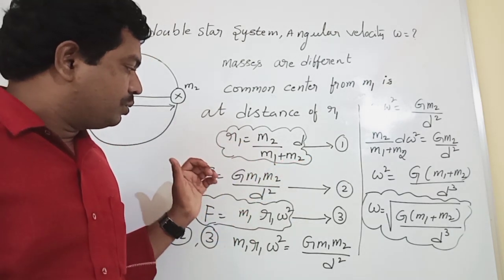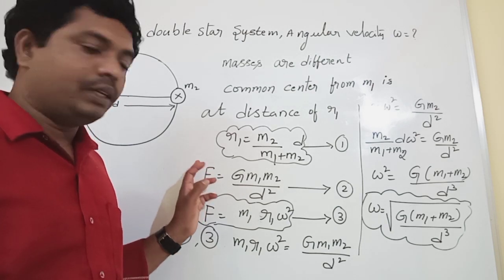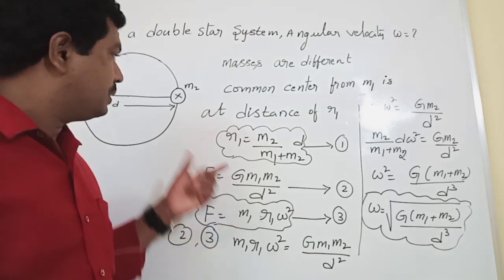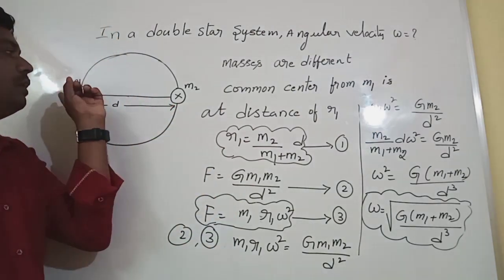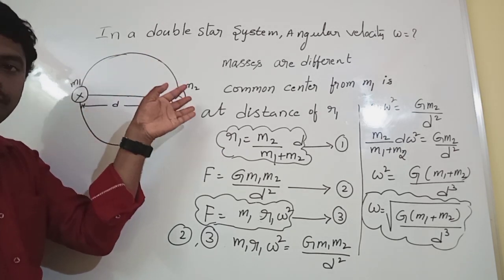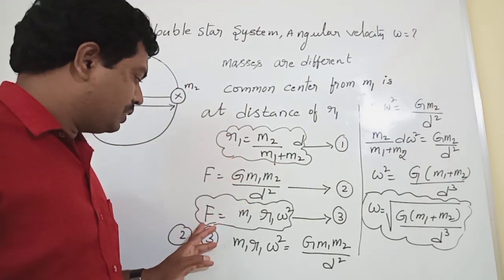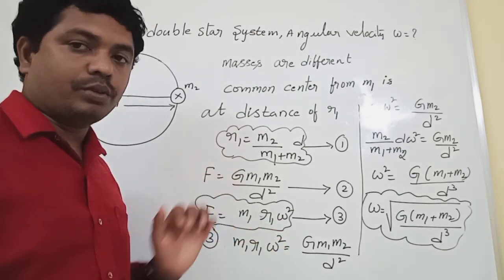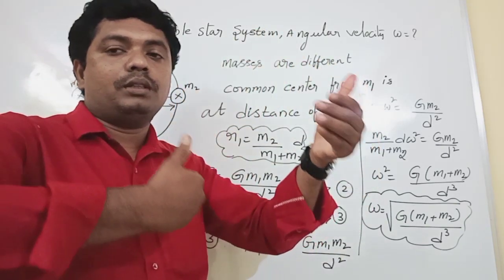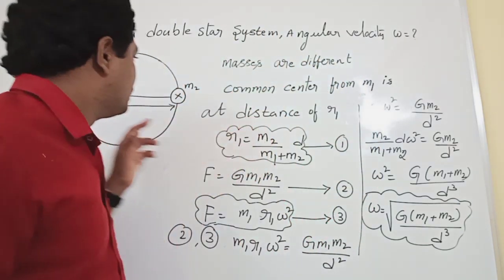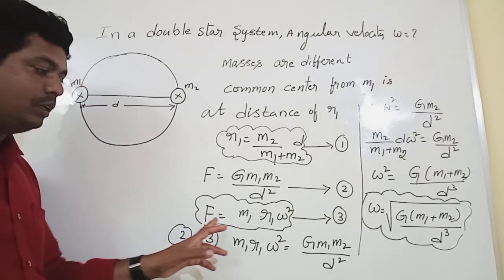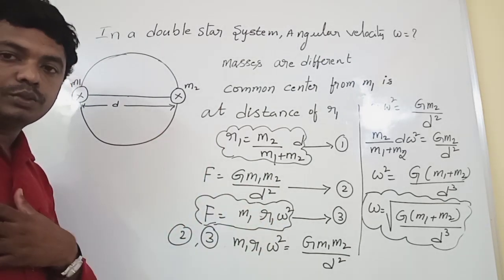Now, according to Newton's inverse square law, the force F is equal to G m1 m2 by d square, where d is the distance between these two masses, and the masses of the stars are m1 and m2. Then F is equal to m1 r1 omega square. Why? Because it is a rotating system. In a rotating system, one experiences the centripetal force. That centripetal force formula is equal to m1 r1 omega square.